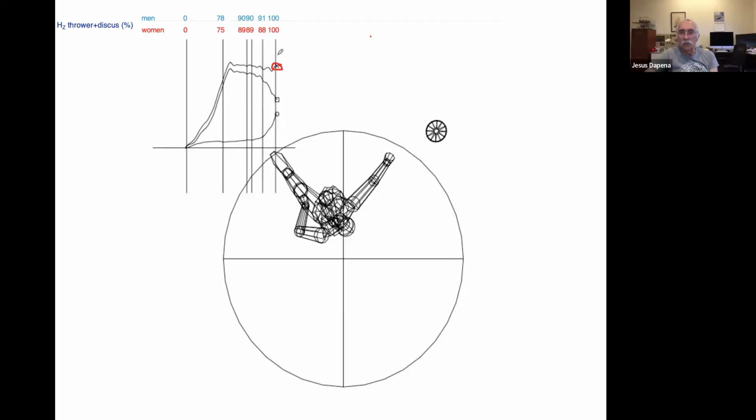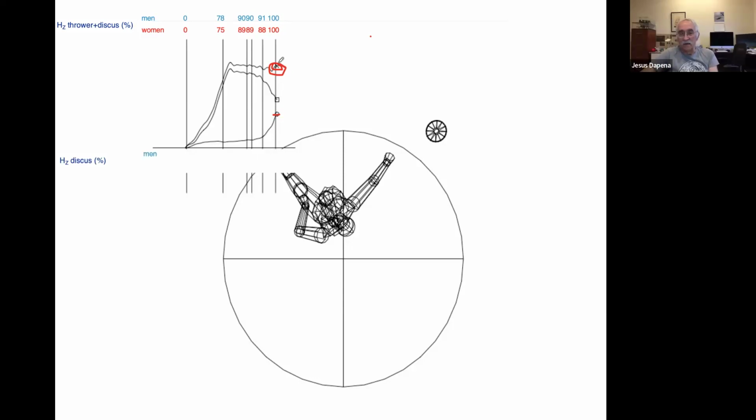And everything is going to be expressed as a percent of the total system angular momentum at release. Everything is a percent of this. So this value here is maybe, it looks like 40%, maybe 35%, something like that. Okay, but that's for this thrower.